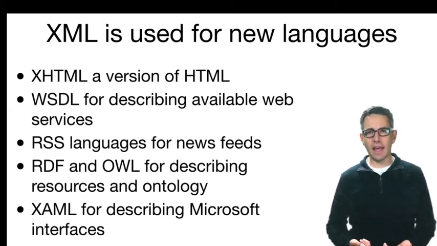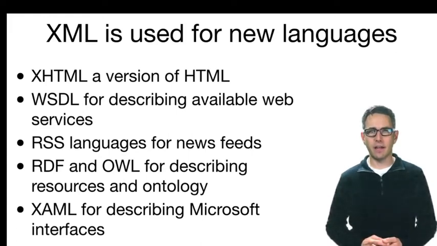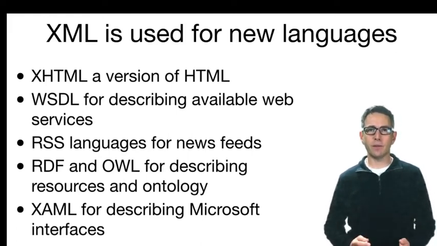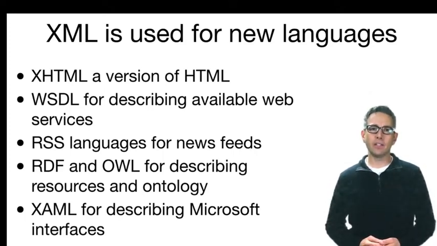And in the same way that HTML is an XML document with predefined tags, WSDL is also an XML document with predefined tags. If you've ever used a newsfeed reader, newsfeed readers rely on getting an RSS file, a file whose extension is RSS. And RSS itself is a particular set of tags that are expressed using the XML syntax. RDF and OWL are used for describing the semantic web or resources and ontologies. And XAML is used for describing user interfaces on the Microsoft platform. Again, it is an XML document that has a certain set of tags that are expected by Microsoft software.